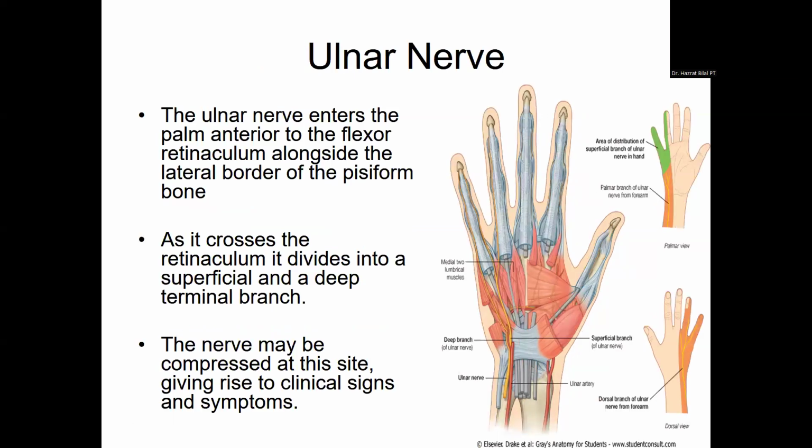The ulnar nerve, again, emerges from Guyon's canal, and this ulnar nerve enters the palm anterior to the flexor retinaculum alongside the lateral border of the pisiform bone. As it crosses the retinaculum, it divides into superficial and deep branches. These are the two terminal branches. The nerve may be compressed at this site, giving rise to clinical signs and symptoms, known as Guyon's canal syndrome.